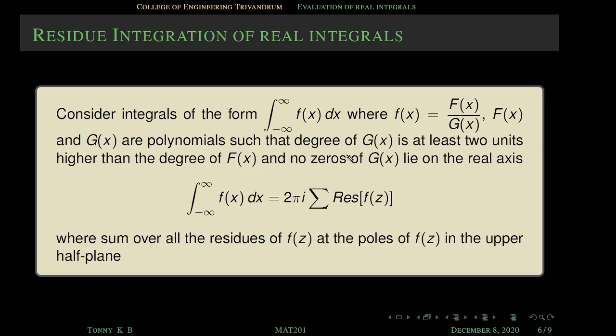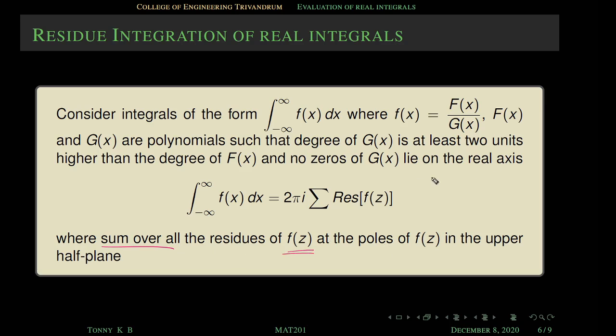Okay. Under this assumption, the integral from minus infinity to plus infinity of f of x dx is equal to 2 pi i times the sum of residues of f of z. You are simply replacing x by z, that is f of z. And the summation runs over all the residues of f of z at the poles of f of z in the upper half plane.